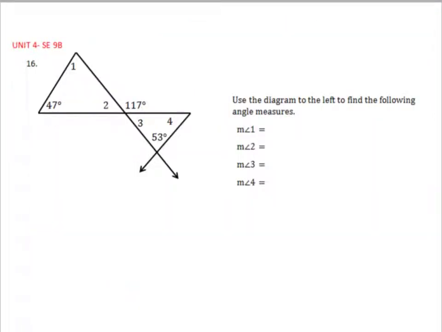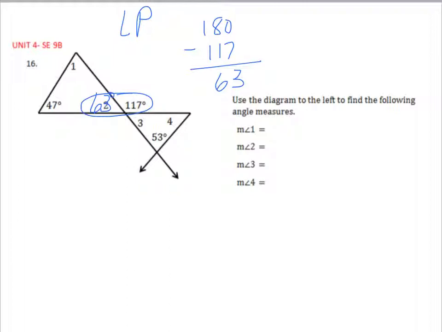Alright, use the diagram to the left to find the following angle measures. Well, we might not be able to start straight away with angle 1, so we need to start with what we can start with. Angle 2 and angle 17 are a linear pair. They are supplementary, so they add up to 180. So 180 minus 117 gives me 63, so angle 2 is 63 degrees.